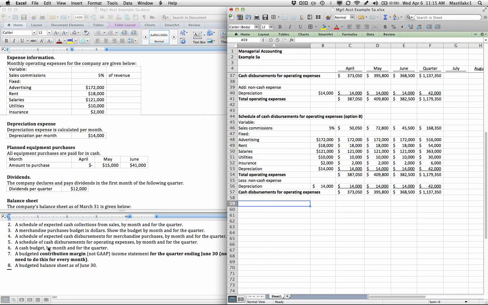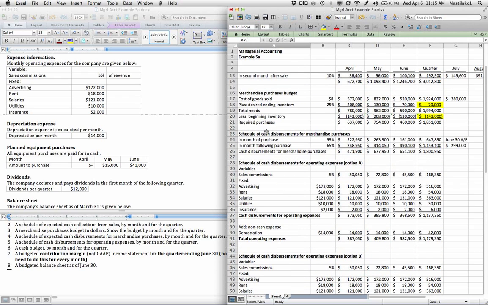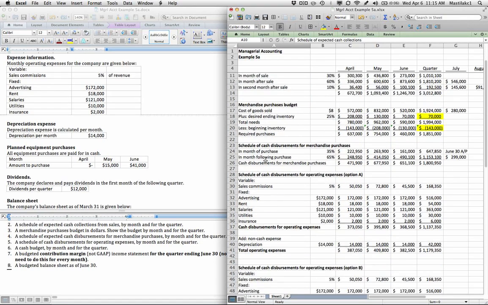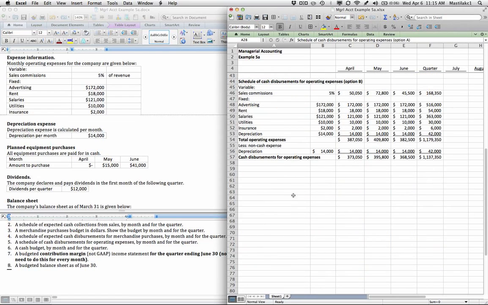All right, part 6 of example 5a, a cash budget by month and for the quarter. What we've done so far is we've budgeted for our major source of cash inflows, which is our cash collections from customers, and we've budgeted 2 of our major sources of cash outflows, the cash disbursements for merchandise purchases and the cash disbursements for operating expenses. And we've done that 2 different ways.